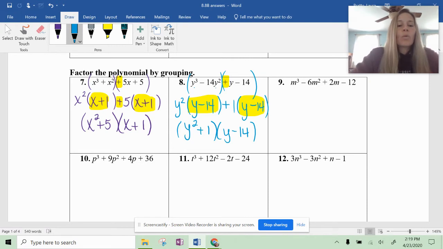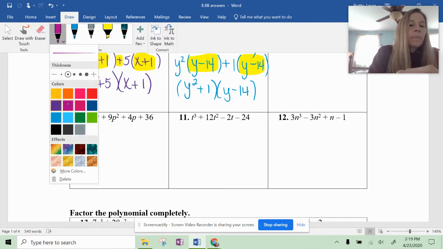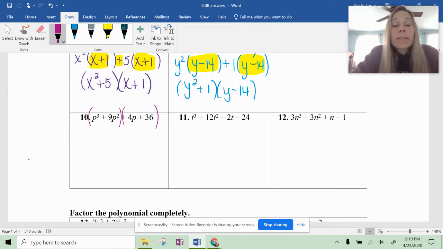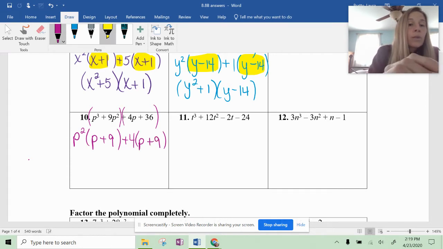Okay, so I'm going to go down to number 10. So when I go to do number 10, again, starting out, grouping the first two together, grouping the second two together, looking for a GCF of each group. The first group here, I'm going to take out the p squared, and then I'm left with p plus 9. On the second half, I can take out a 4, and it's going to be positive, and I'm left with p plus 9. So again, p plus 9, I got that twice, so that's a good sign.